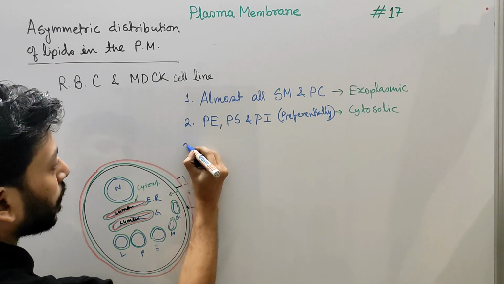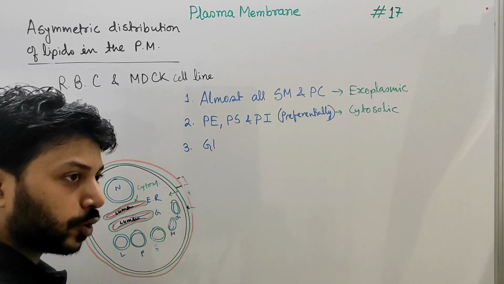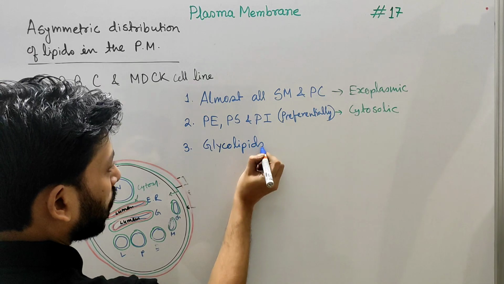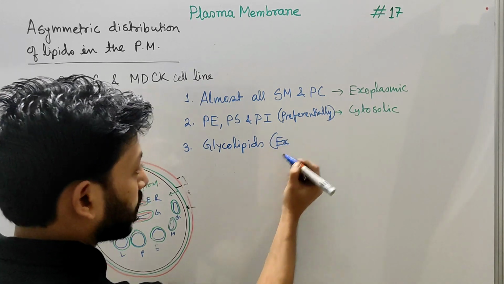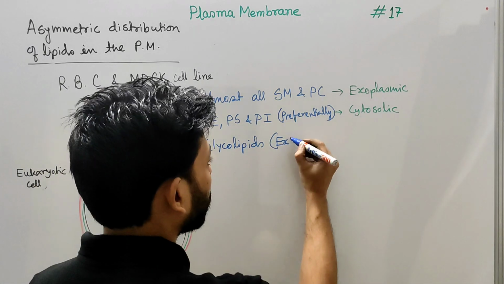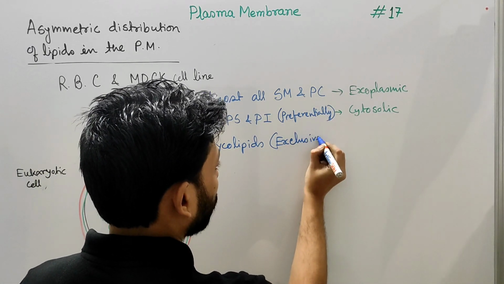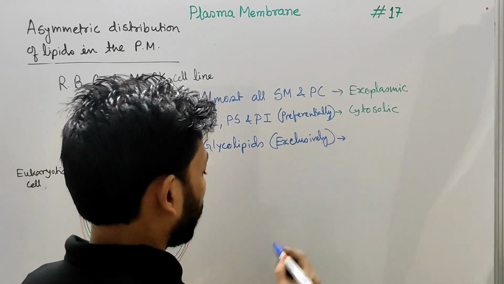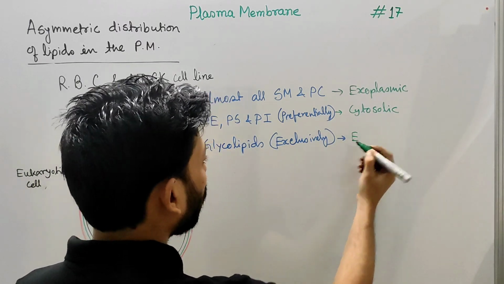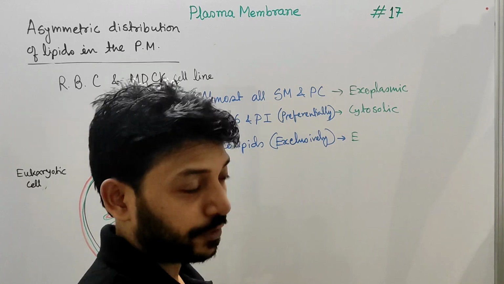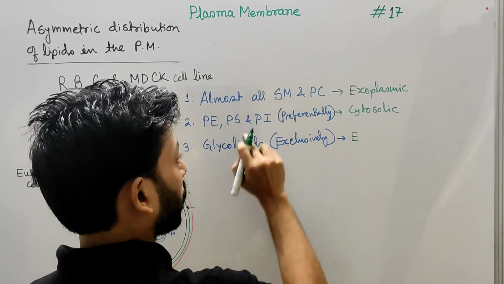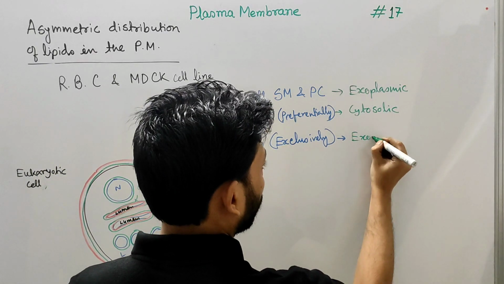They also observed that glycolipids, that means those lipids containing sugar molecules, are exclusively present in the exoplasmic leaflet. Remember this, exclusively means you will not find them otherwise. So there are no glycolipids in the cytosolic leaflet. All glycolipids are present in the exoplasmic leaflet.